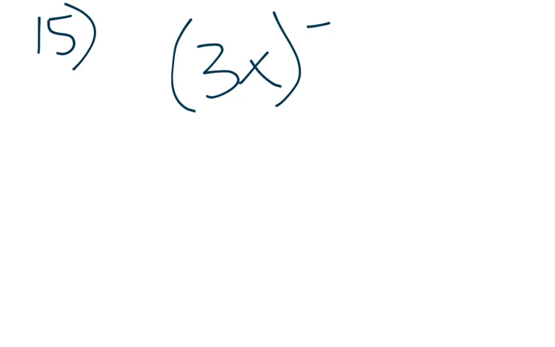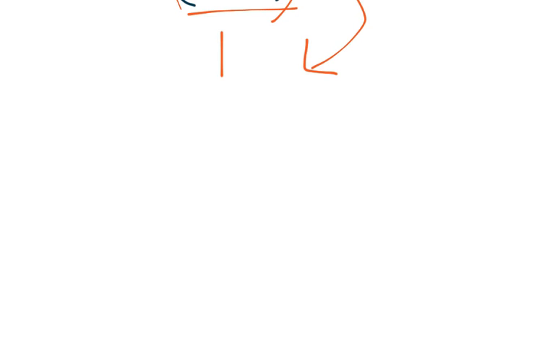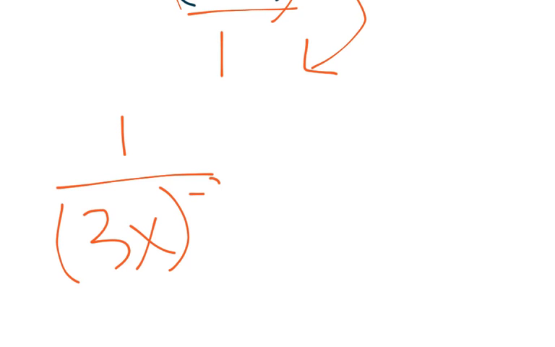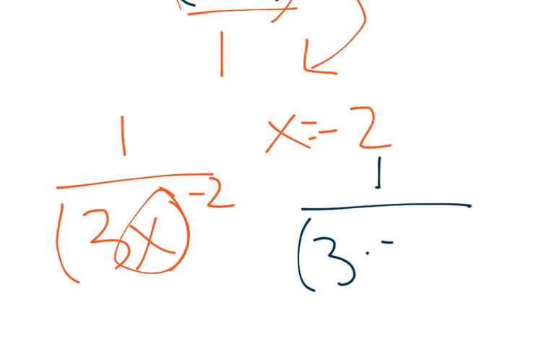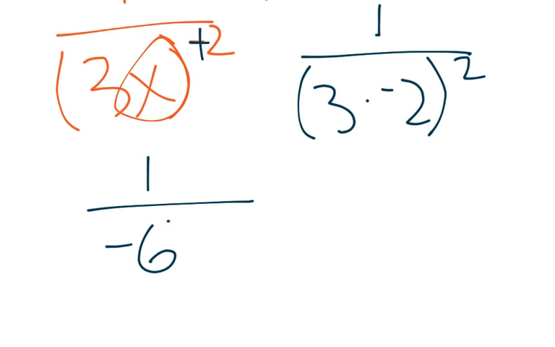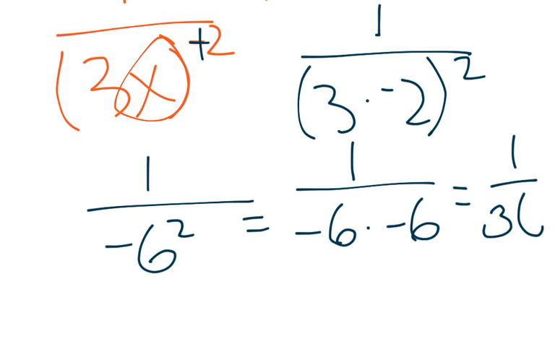So number 15, we have 3x to the negative 2 power. So what that means is since this whole thing is being put to the negative 2 power, we are flipping the whole thing. So we have 1 over 3x to the negative 2. And we want to plug in x equals negative 2 for x over here. So what we're going to have is 1 over 3 times negative 2 squared. I forgot that this becomes positive. Okay, so we have 1 over negative 6 squared, so that's 1 over negative 6 times negative 6, and that is 1 over 36. So this is our answer for number 15.